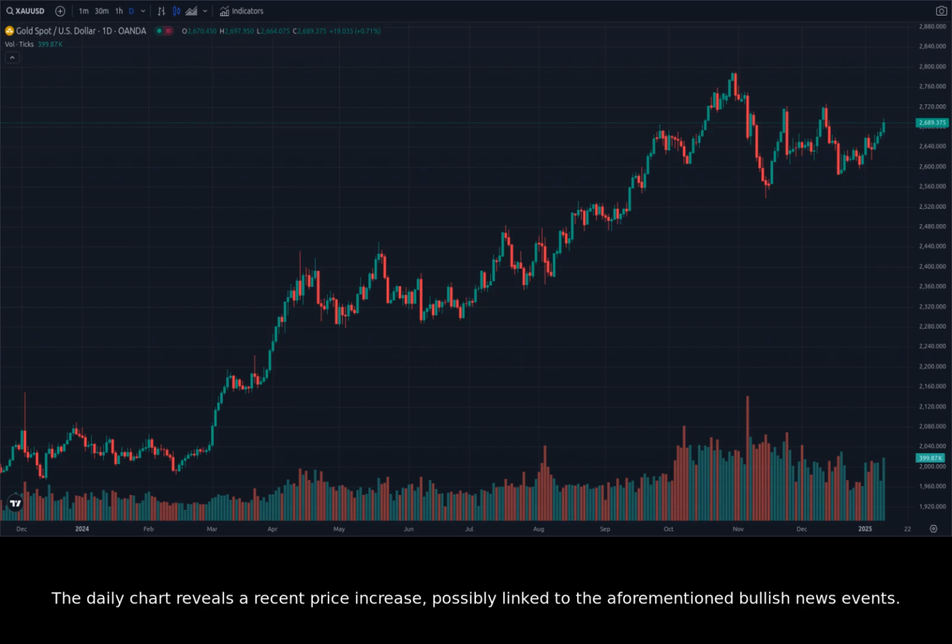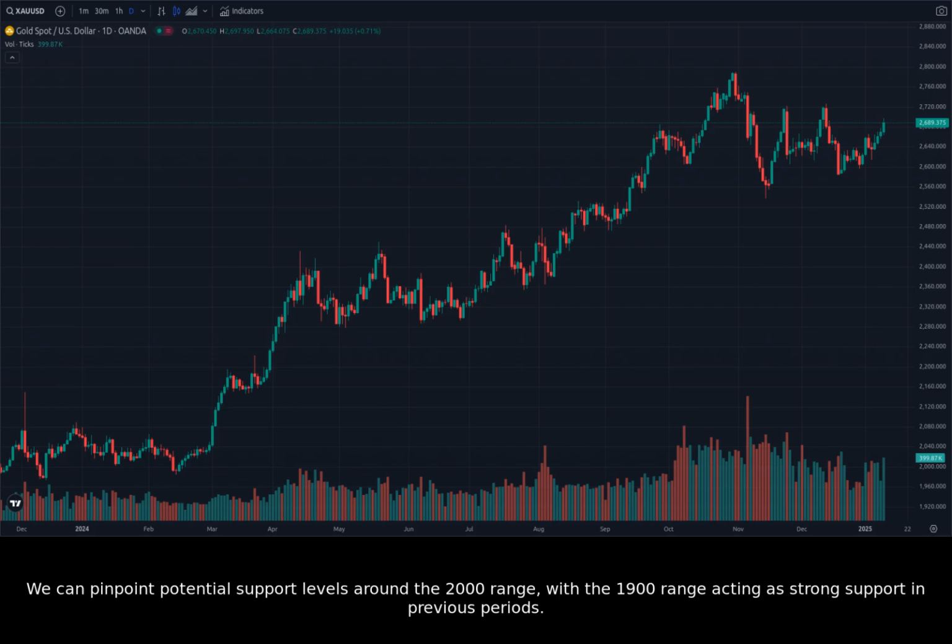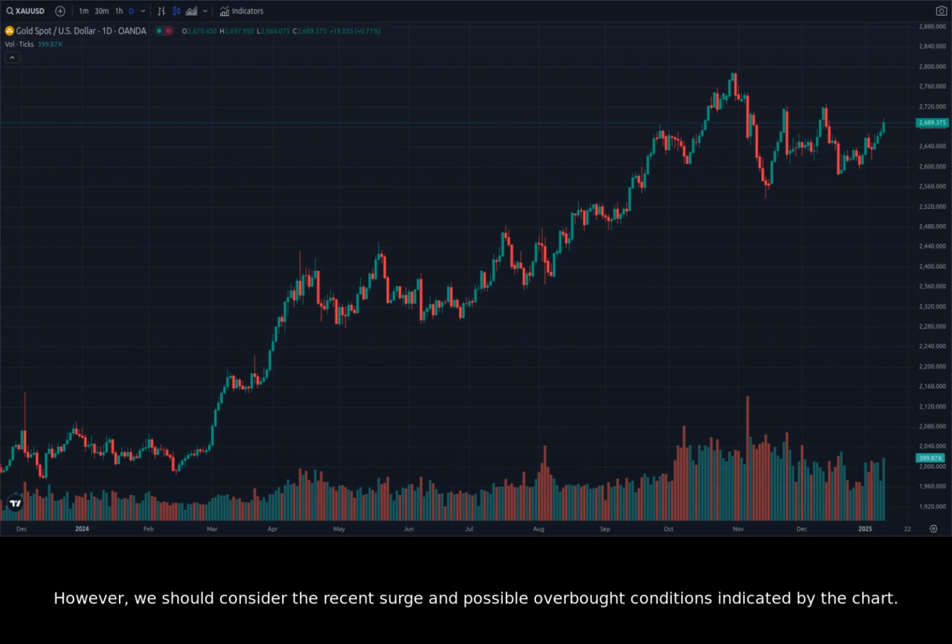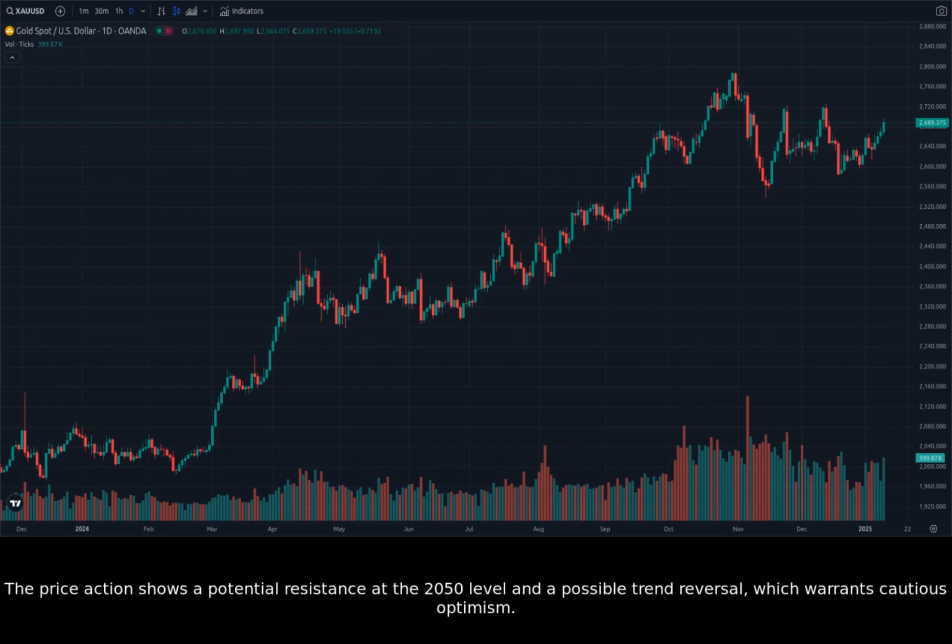The daily chart reveals a recent price increase, possibly linked to the aforementioned bullish news events. We can pinpoint potential support levels around the 2000 range, with the 1900 range acting as strong support in previous periods. However, we should consider the recent surge and possible overbought conditions indicated by the chart. The price action shows a potential resistance at the 2050 level and a possible trend reversal, which warrants cautious optimism.